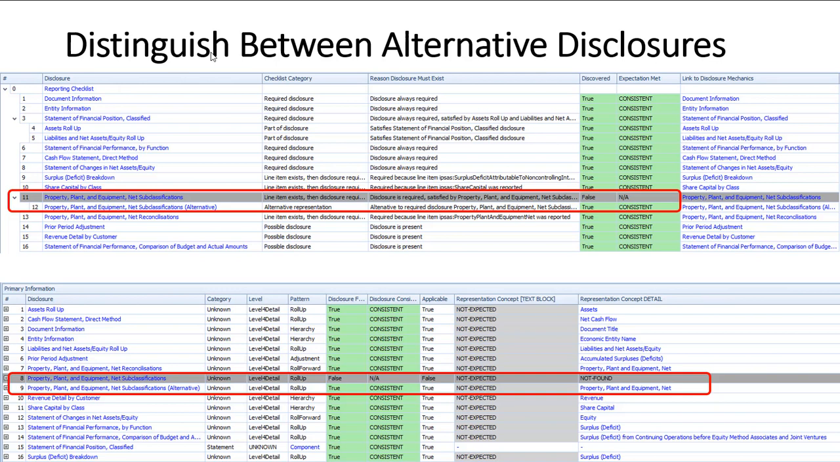The second thing is, I showed you flat lists of disclosures, but you can also distinguish between alternative disclosures. So here, I'm showing a property, plant, and equipment subclassifications disclosure. That's information that would have to be reported. But here's an alternative. So it doesn't find this one, it finds the alternative. So basically, you can have class, subclass type relations with these disclosures.